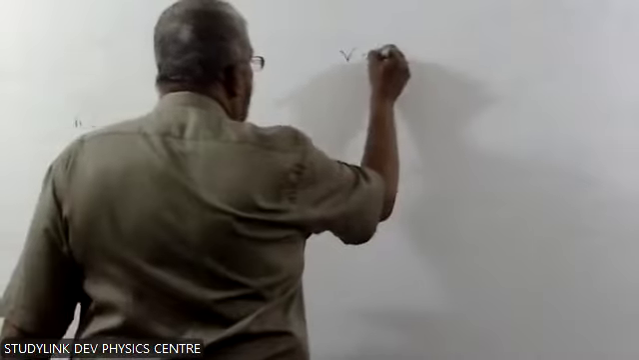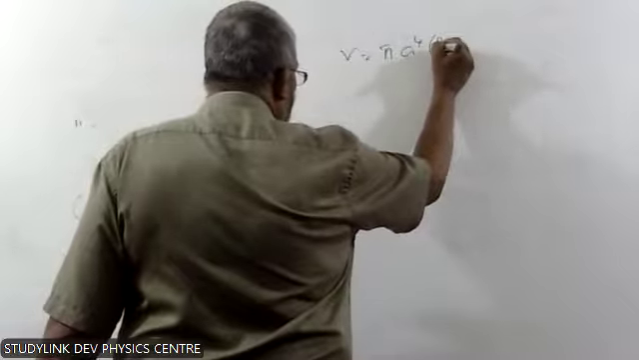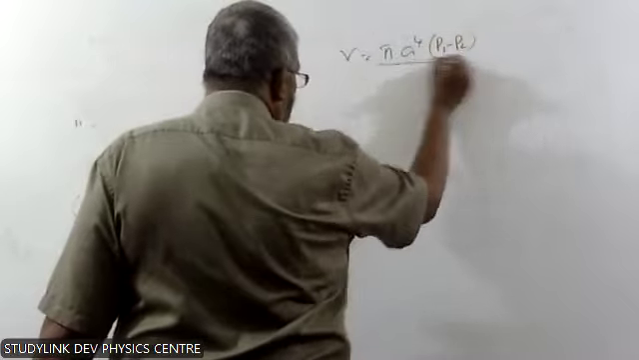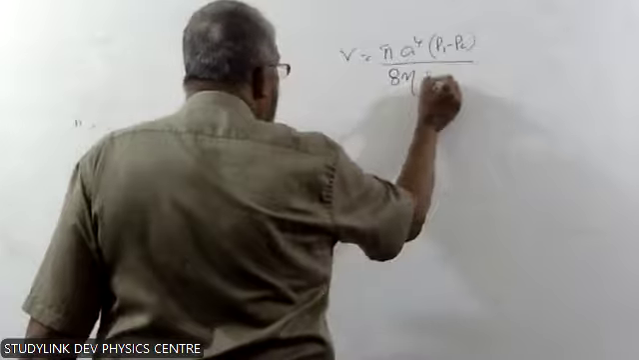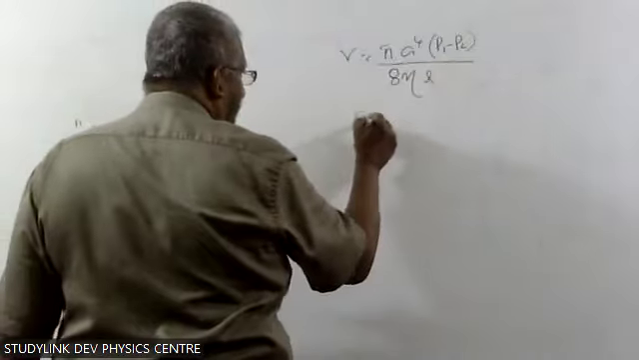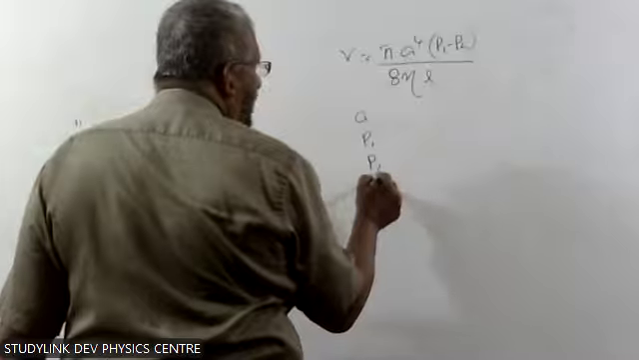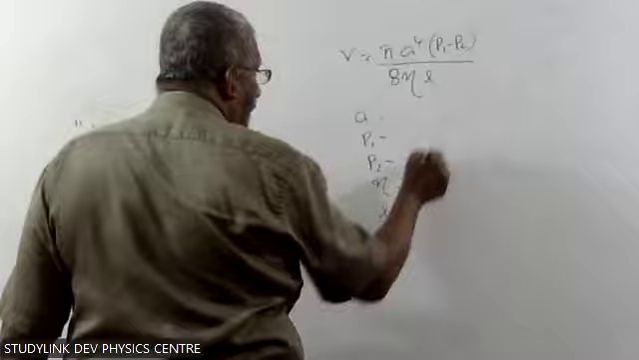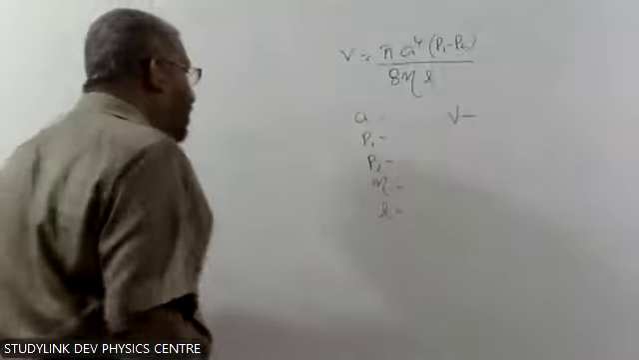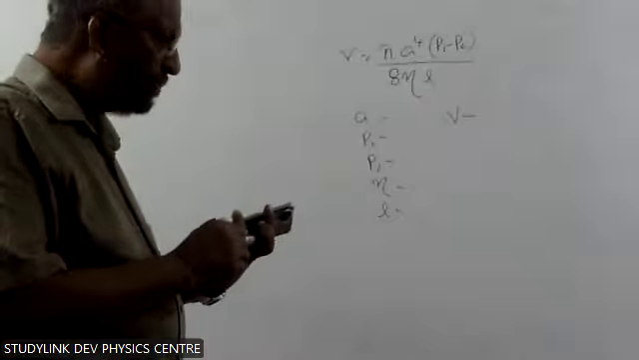So then you have to write V equals pi a to the power 4 (P1 minus P2) divided by 8 eta L. After that, describe a, describe P1, P2, then eta and L. Like that you have to give. And V, you have to describe V also.